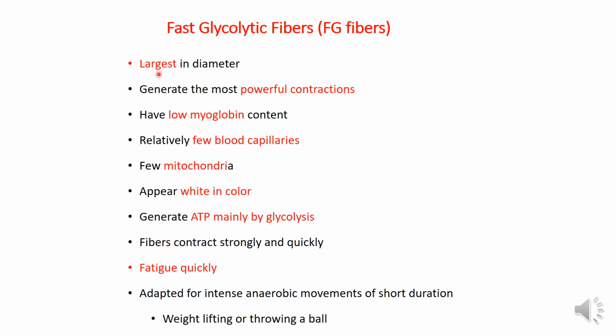They are the largest in diameter, generate powerful contraction, have low myoglobin content, are supplied by few blood capillaries, contain few mitochondria, generate ATP by anaerobic glycolysis, and they contract strongly and quickly. Examples are the muscles used for weightlifting or throwing a ball. Adapted for intense anaerobic movements of short duration.